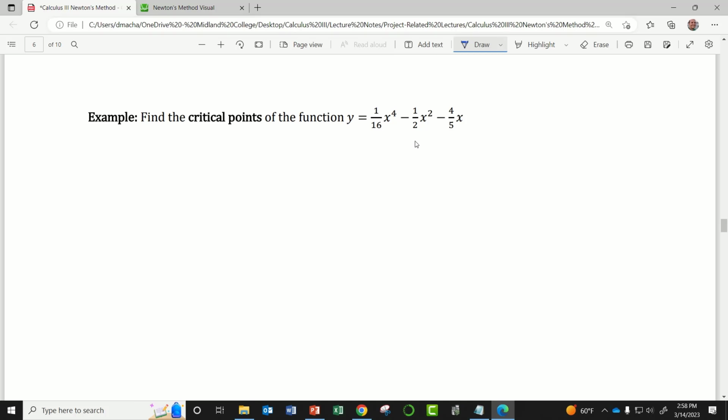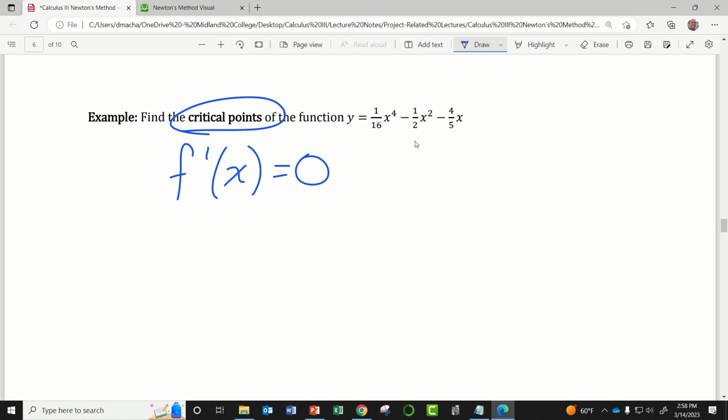This is the same function we did as part of my first example where we were finding zeros, but now trying to find critical points means I'm trying to find places where not the function value is equal to 0, but I want places where the first derivative is equal to 0.